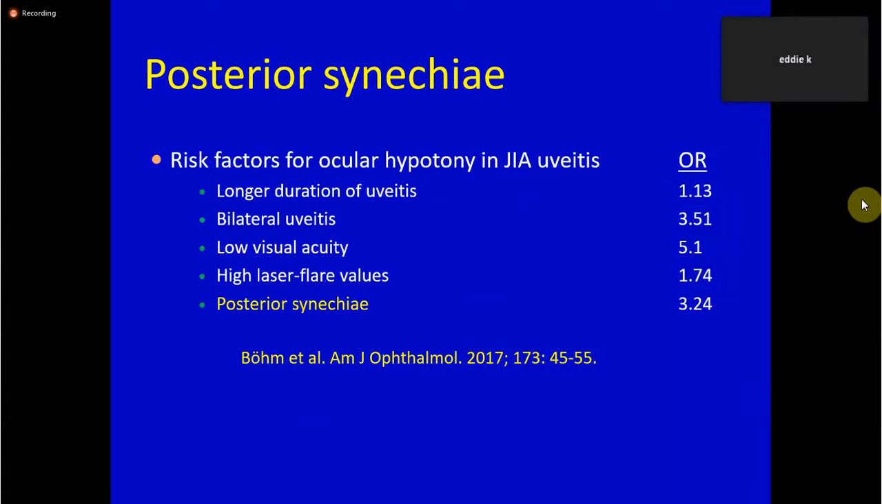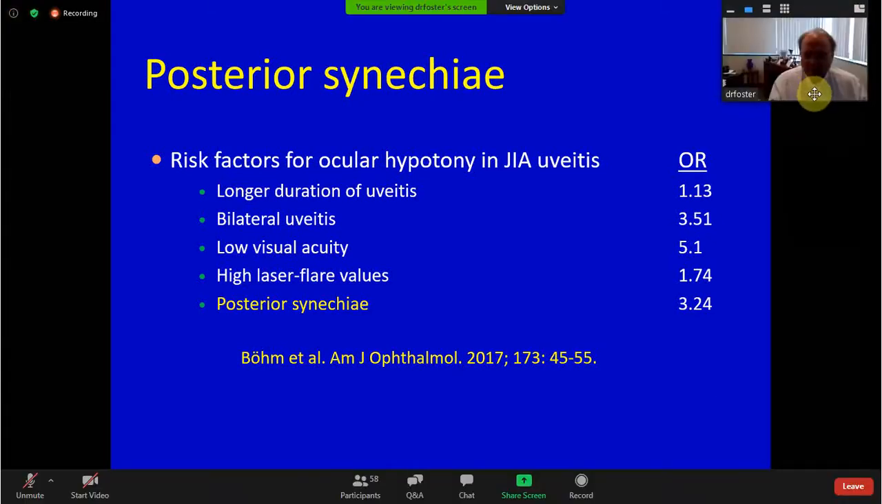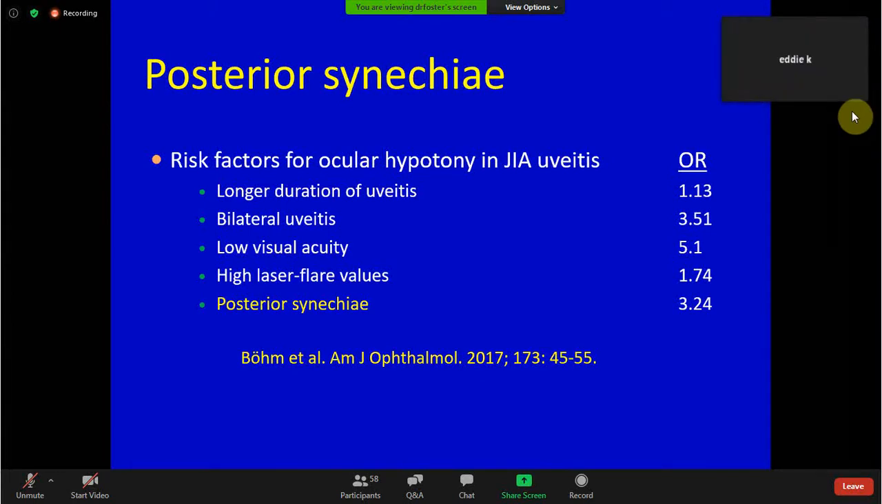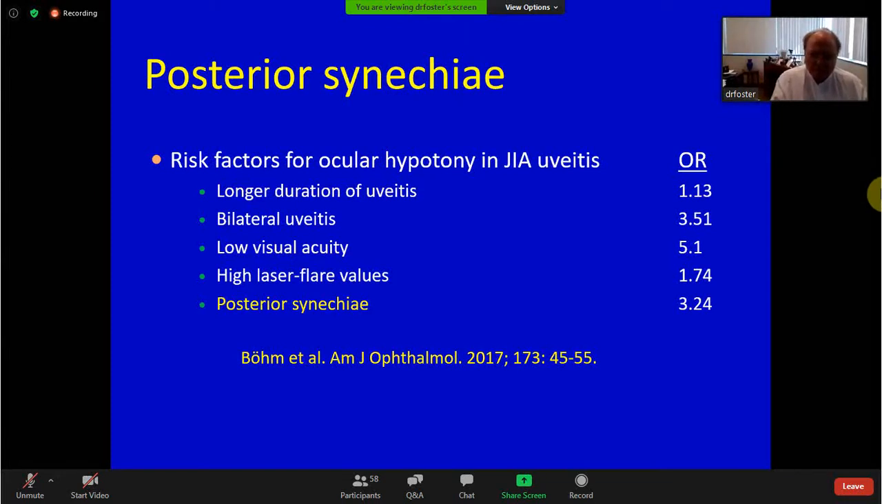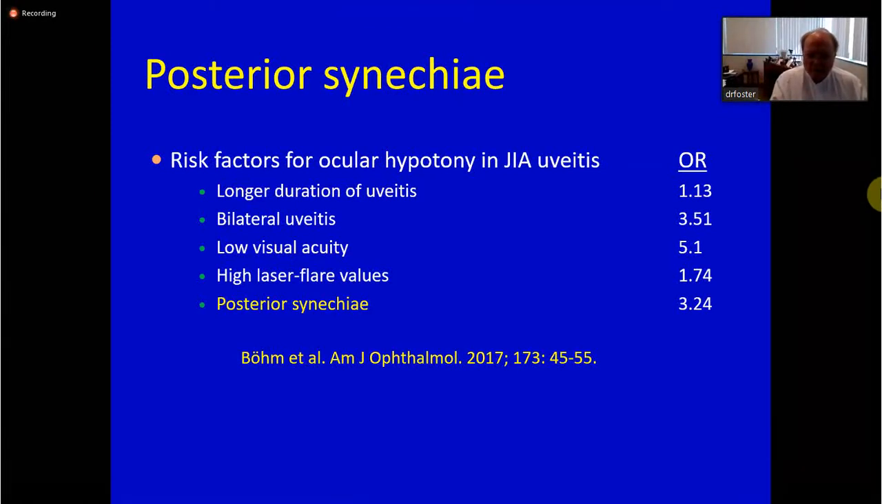Now, what are the risk factors for long-term low pressure? The longer the uveitis, the higher is the likelihood that this patient's going to end up with hypotony. If it's bilateral, if the vision's poor, higher likelihood of long-term low pressure. Posterior synechiae, another indicator that this is a bad case and you're going to have long-term hypotony.